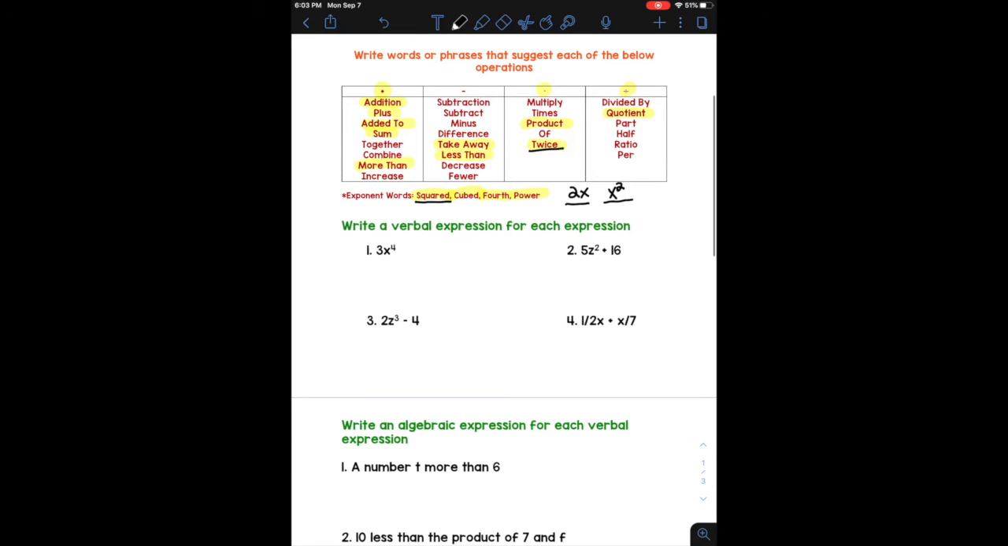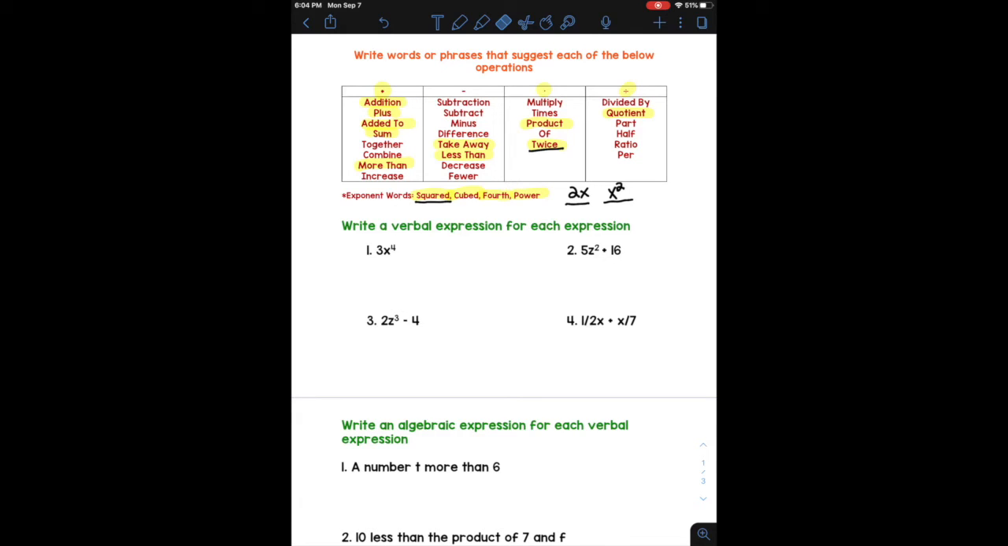One thing they're going to ask us to do is write a verbal expression for each of these algebraic expressions. You could get very, very fancy with these, or you could keep it very, very simple, because as you can see at the top, we do have quite a bit of different words for each operation. You don't have to pick the fanciest one if you don't want.